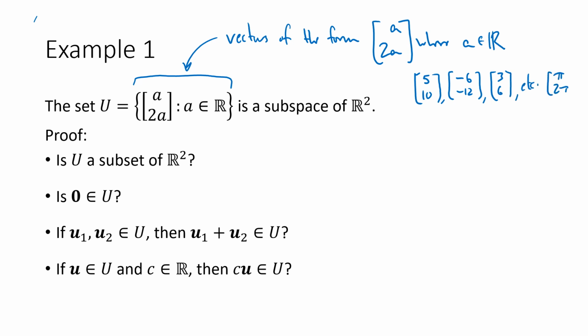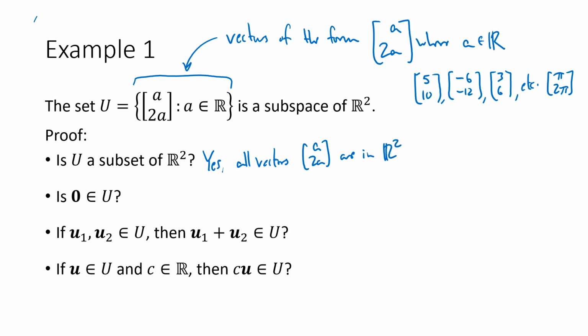Pi, 2 pi. So those are the kinds of vectors that we're talking about. So we take all of those vectors, we throw that in a set. That's a subset of R2, right? Because those are all vectors that are in R2. So all vectors (a, 2a) are in R2.